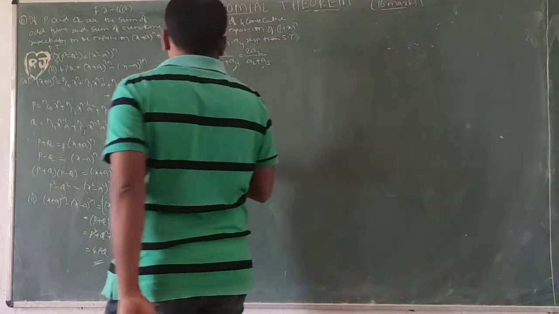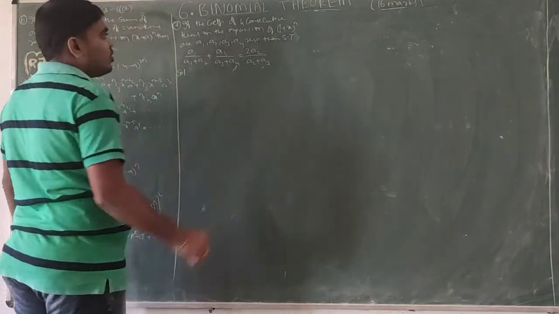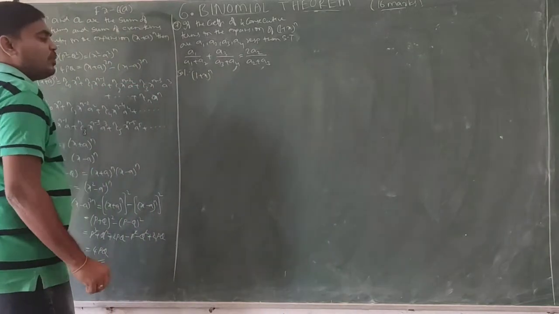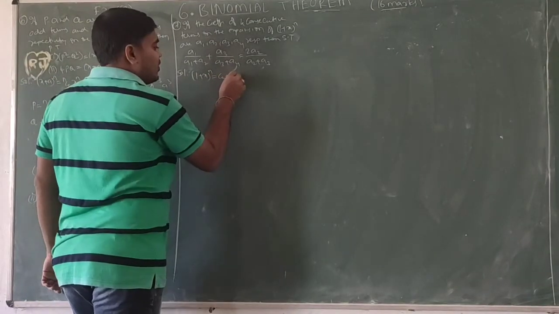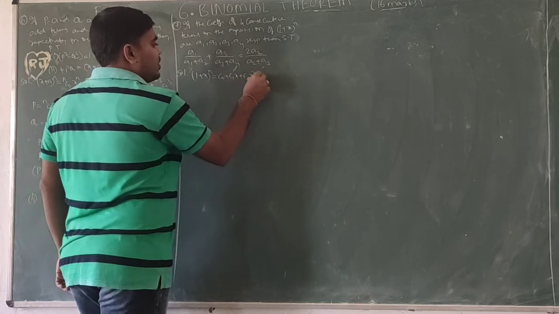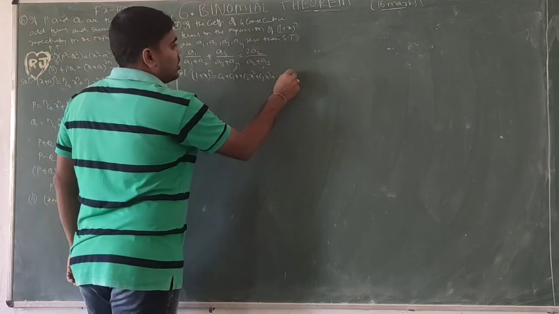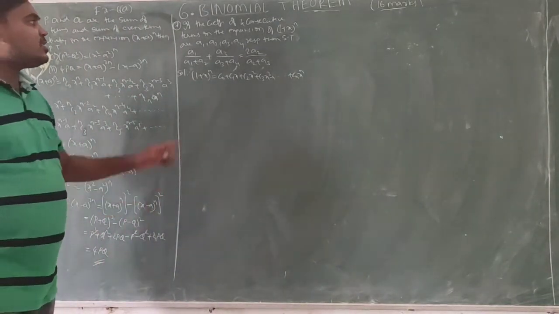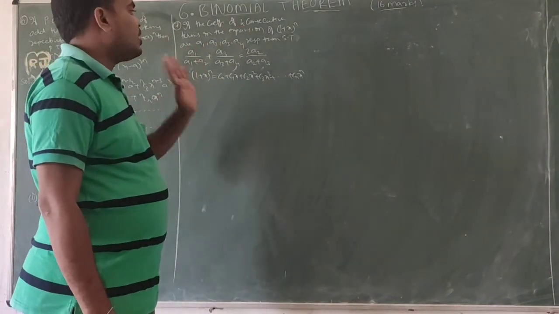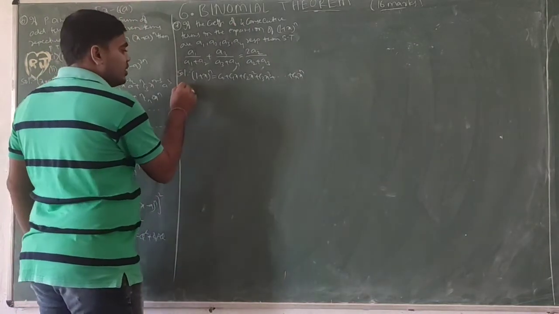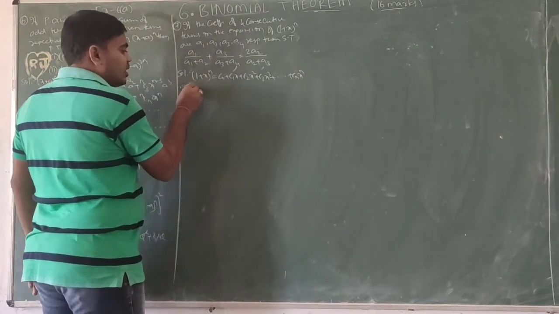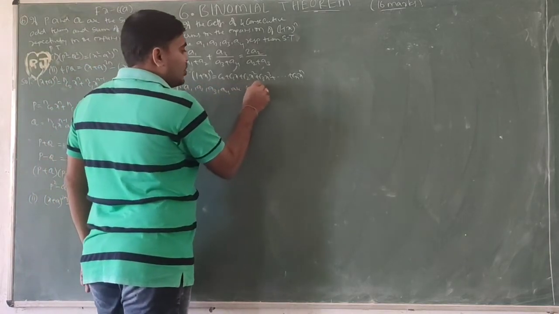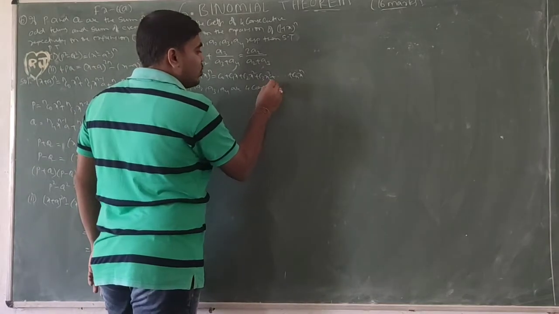Okay, now solution. So the expansion is (1 plus x) whole power n equal to c0 plus c1x plus c2x square plus c3x cube plus up to cn x power n. This is the standard binomial expansion. In this expansion, these are the four terms consecutively. So a1, a2, a3, a4 are given as four consecutive binomial coefficients.